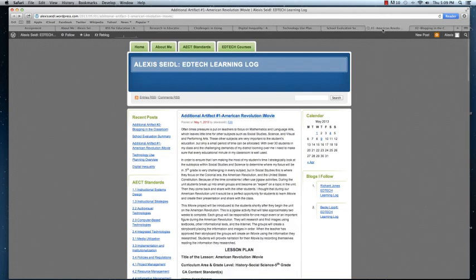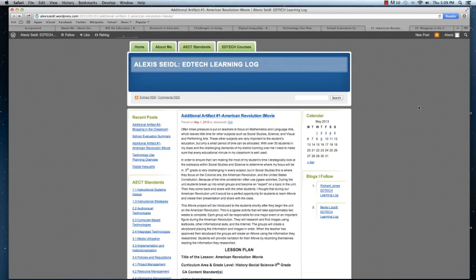For my first additional artifact, I created a lesson plan called American Revolution iMovie. So this lesson plan calls for a jigsaw activity. So pairs of students will focus on a major event or historical figure during the American Revolution, and they'll research and create an iMovie with images and narration, and then they'll come back and share with the class.